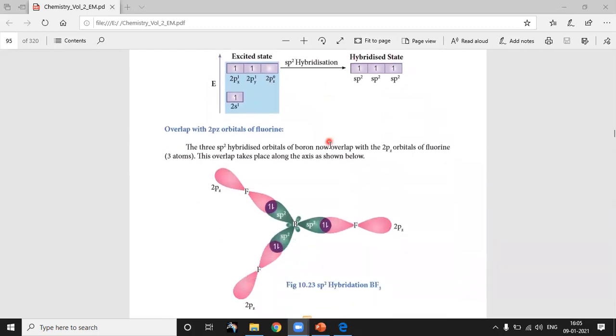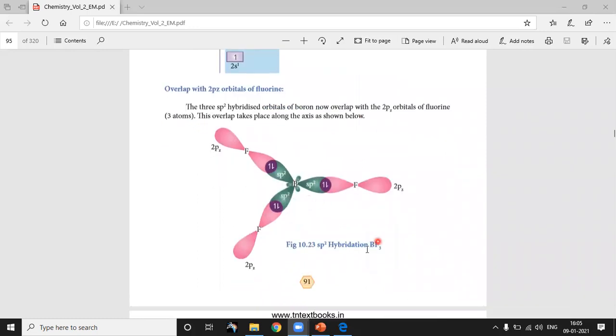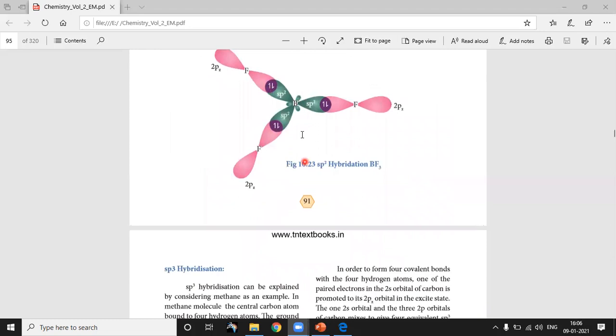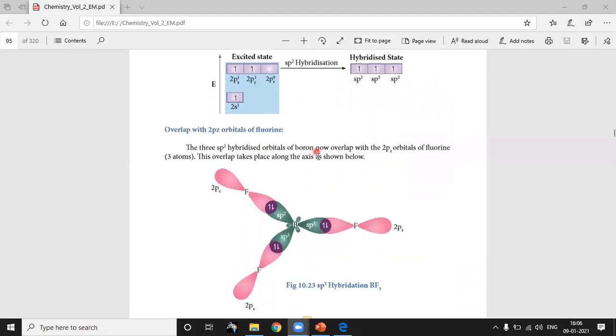And sp2 hybridization means the BF3 molecule will have the shape like this. So here the boron is present at the center and the 3 fluorines, that is the electron from fluorine and the electron from boron combine to form one bond here. Okay, like that on three sides the bond formation will take place like this.